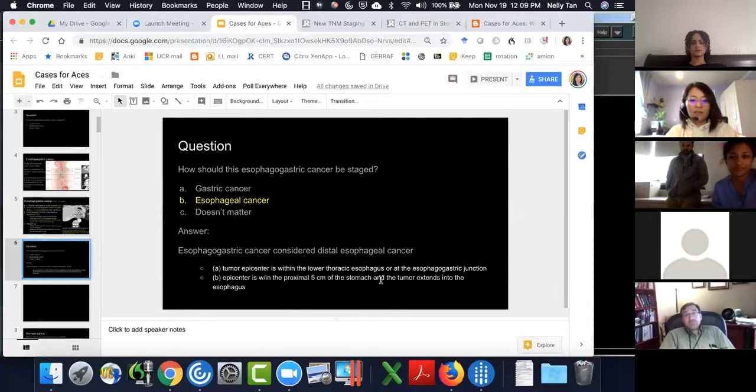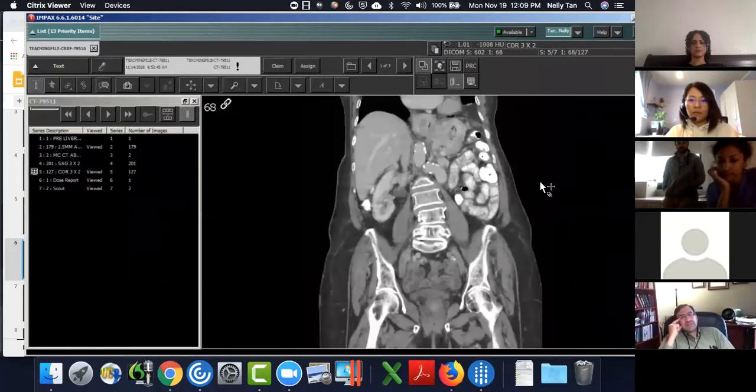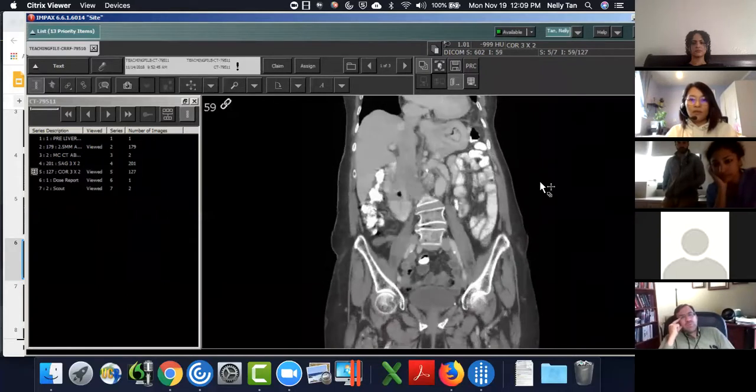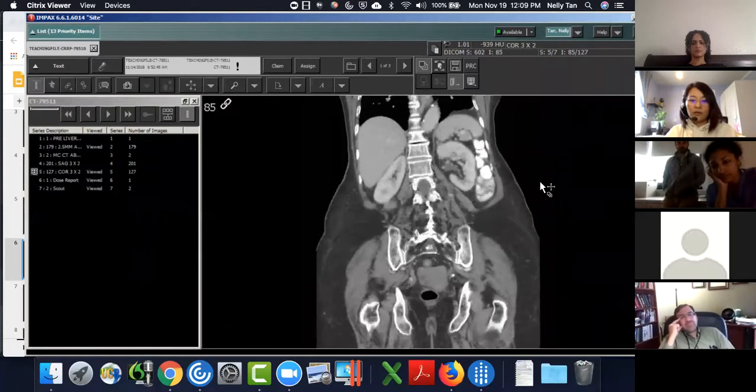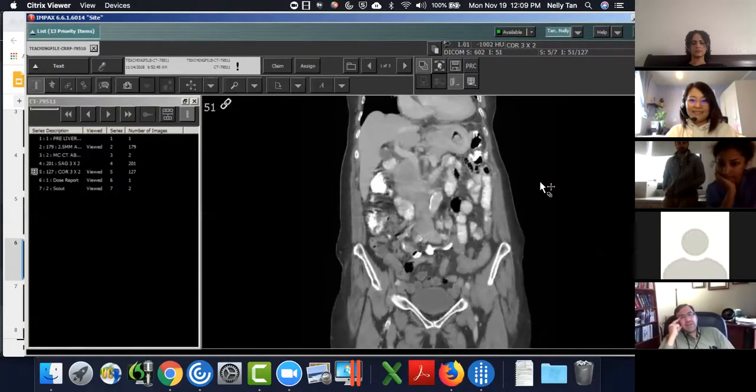Any thoughts? I'm not sure if you can always tell where the margin of involved tissue is on these cases. So won't they be making those judgments endoscopically? Yeah. We can have an opinion, but I'm not sure if our opinion will always carry the day. Right.